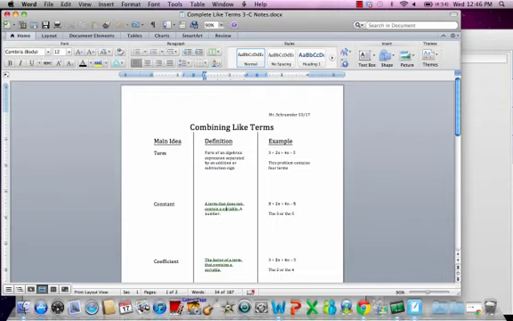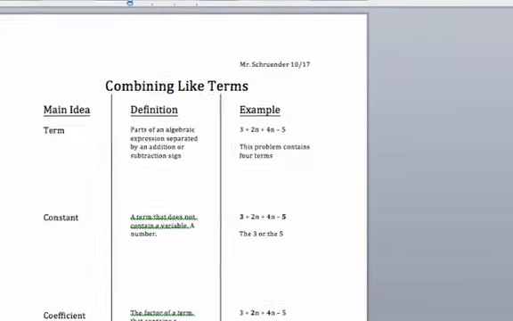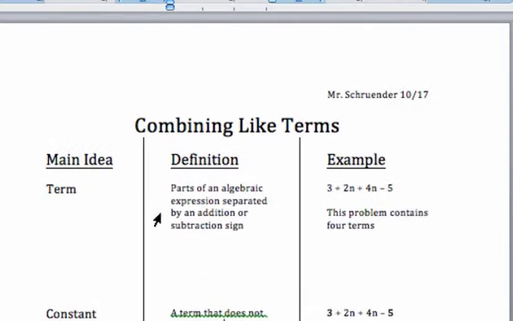Alrighty, we're on the video here for like terms and combining like terms. And the first thing we have to do when we do this is understand the meaning of some vocabulary. So we have the word term. All it is, it's a part of an algebraic expression separated by an addition or subtraction sign.